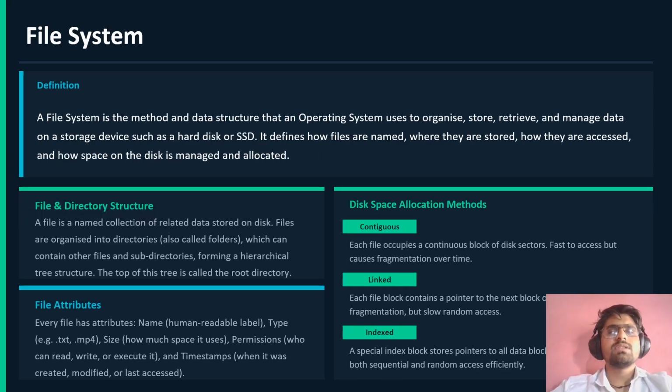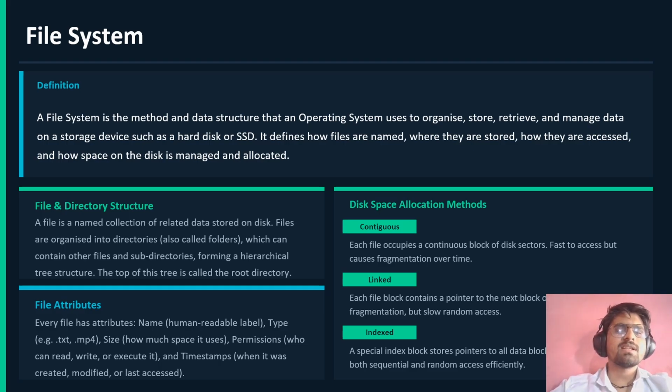File system. A file system is the method and data structure that an operating system uses to organize, store, retrieve, and manage data on a storage device such as the hard disk or SSD. It defines how files are named, where they are stored, how they are accessed, and how space on the disk is managed and allocated.